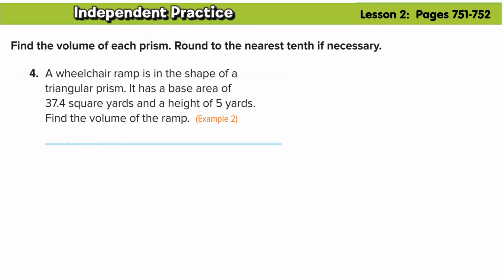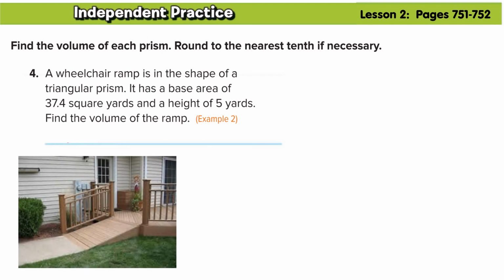All right, so here is a picture of a wheelchair ramp for you. Now, one thing just to consider when you have a wheelchair ramp, the longer the ramp, the better. You want to have a very, very low incline. If you have a steep incline, believe it or not, it's very difficult to get someone up a steep incline for a wheelchair ramp.